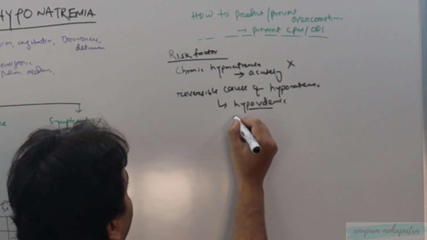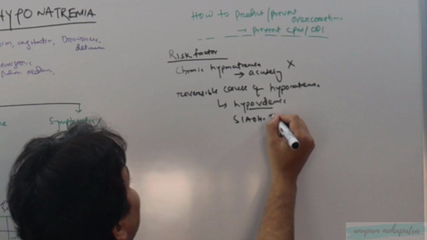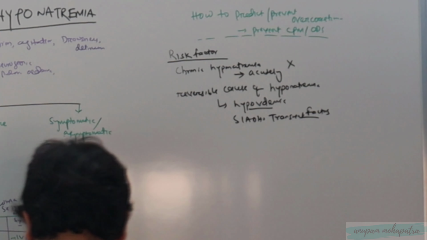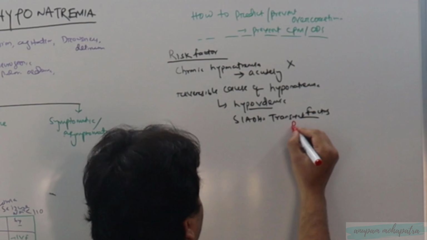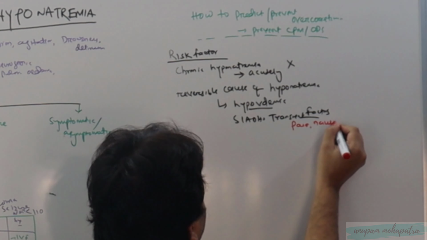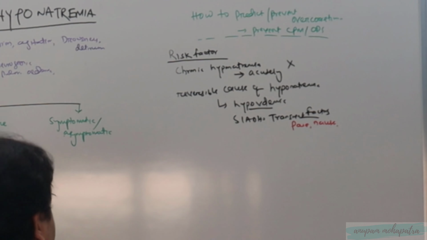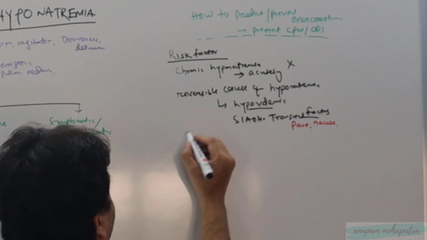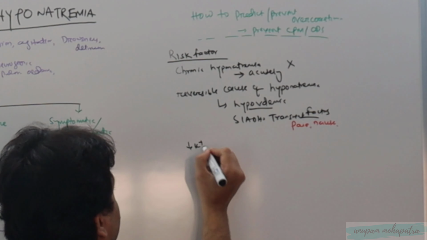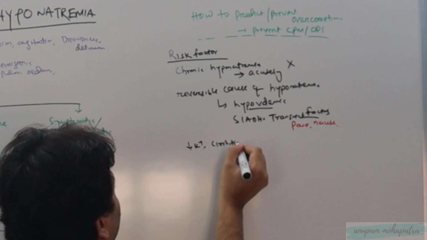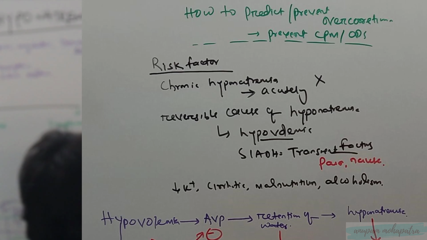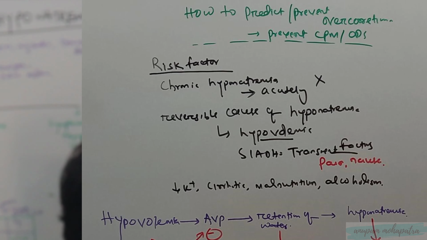Second will be SIADH, which is caused by transient factors. For example, in a post-op patient, pain or nausea, right? And third thing will be a patient who has a decreased potassium also, cirrhotic also, and a patient who is having malnutrition, alcoholism. These are all risk factors.